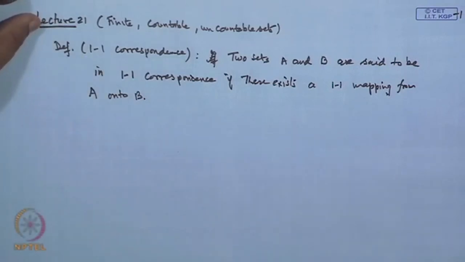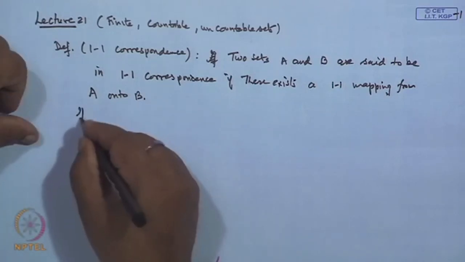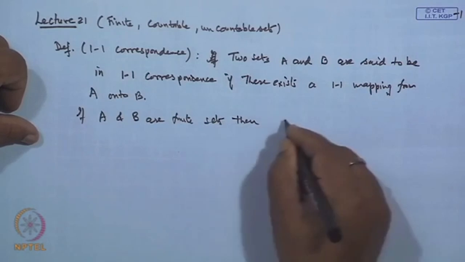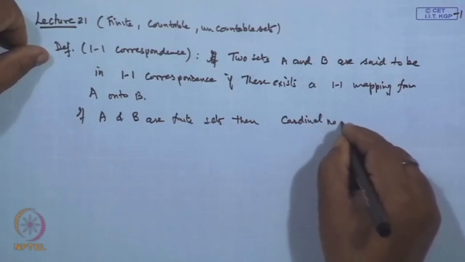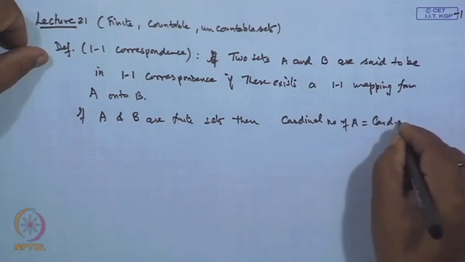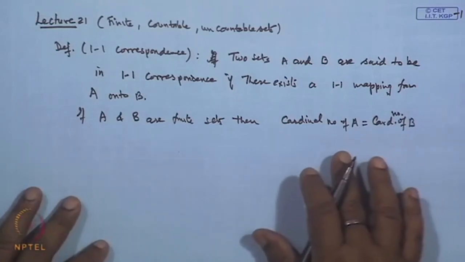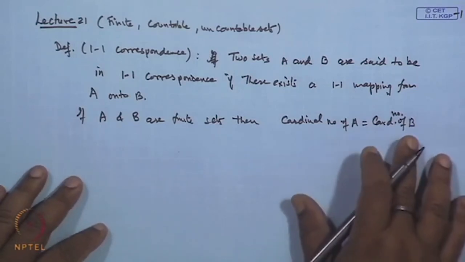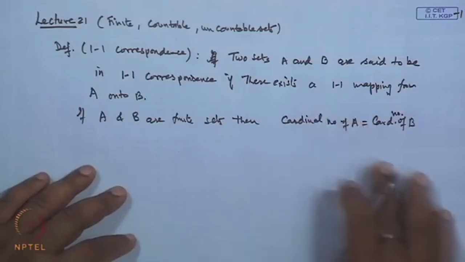And then, if A and B are finite sets, then we say the cardinality, or cardinal number, of A is the same as the cardinal number of B. But if A is infinite, then there is no sense of talking about the number of elements in the set. So, when A and B are infinite sets, instead of saying the cardinality is the same, we say they have a one-to-one correspondence. That is more meaningful than saying the numbers are the same.